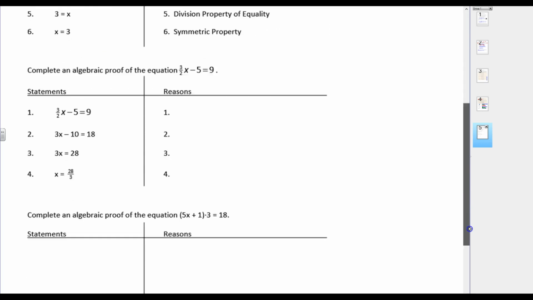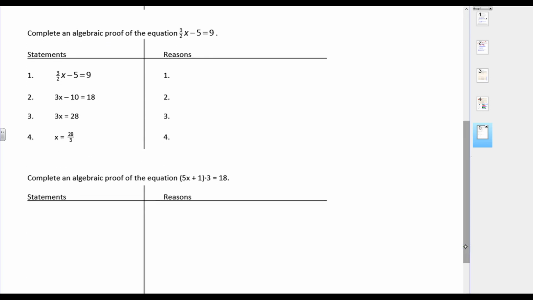So let's do this one together. I've got an algebraic proof of the equation 3/2 x minus 5 equals 9. My first reason when I copy down the equation is always given. Then I look and I see that in order to solve this with a fraction, it's probably easiest to multiply everything by 2 to clear the fraction, which is what I did in step 2. And so that was the multiplication property of equality.